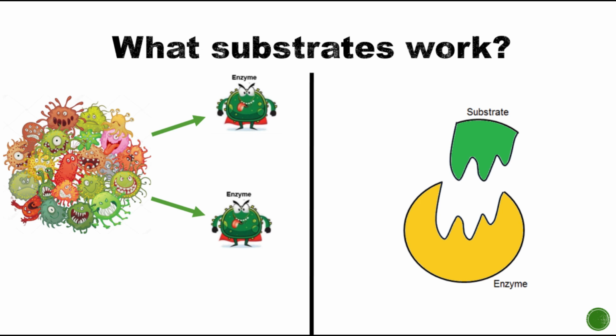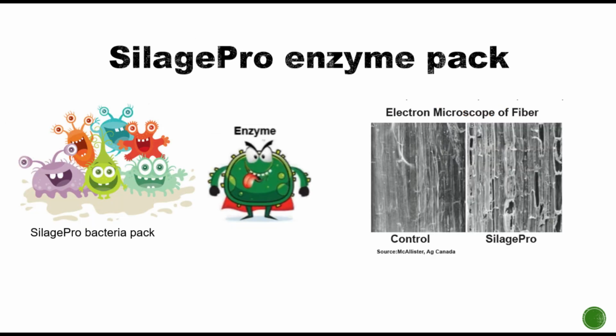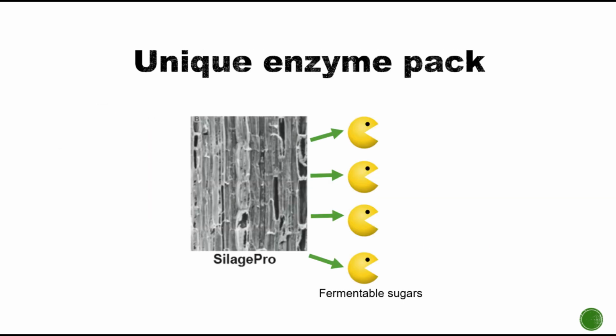Silage Pro products with the proprietary enzyme pack. The enzyme pack in the Silage Pro line is added to the bacterial pack and formulated to degrade plant cells. The source of the enzymes is from selected strains of fungal organisms. Uniquely, the enzyme pack in Silage Pro also breaks down the plant cell wall. When the plant cell walls are broken down, fermentable sugars are released from within the lumen, inside the cell.